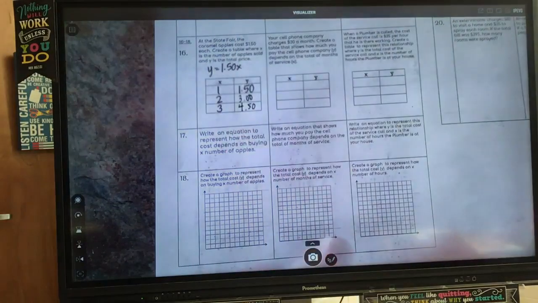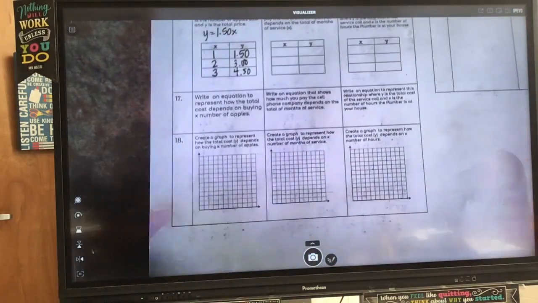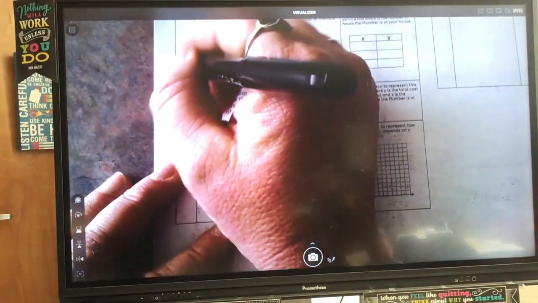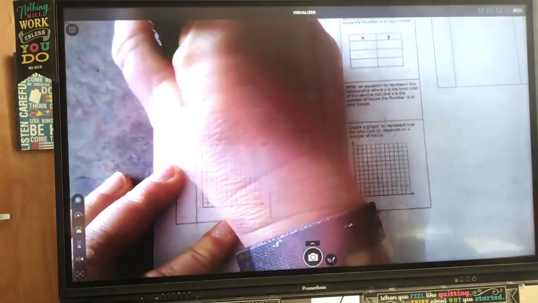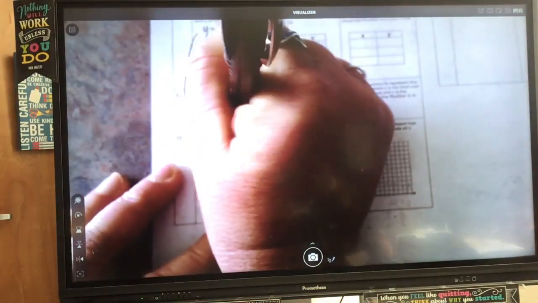Alright, so table is complete. Now it says write an equation to represent how the total cost depends on buying X number of apples. So again, that was already kind of done for you here. So you just have to transfer this, so Y equals $1.50X.